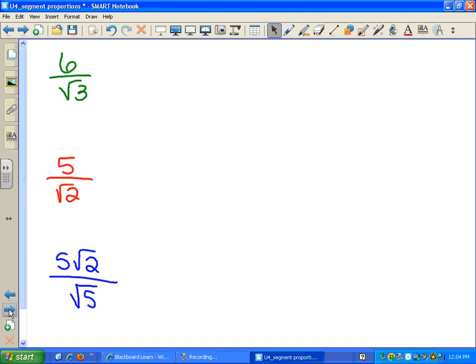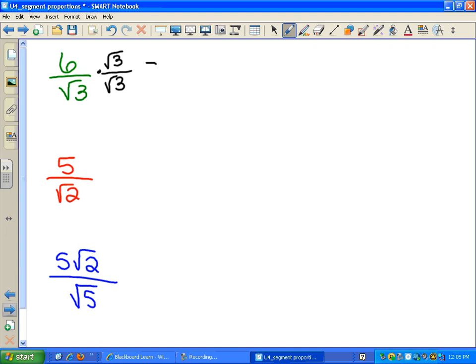Let's look here. We have 6 divided by the square root of 3. So for this problem, I'm going to go ahead and rationalize, meaning I'm going to multiply the numerator and the denominator by the radical in the denominator, which is the square root of 3. So I'm going to multiply both by the square root of 3 over the square root of 3.